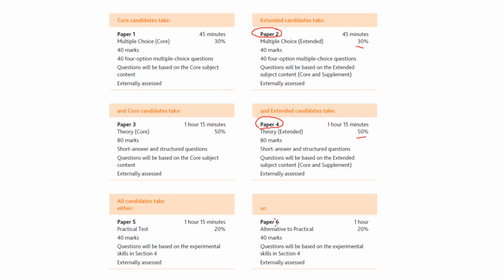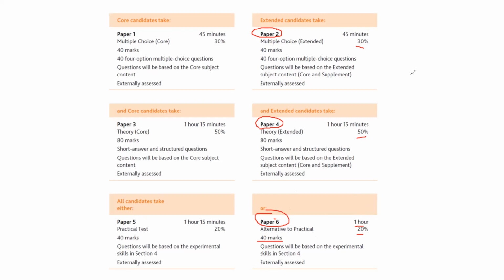Then paper 6, which is the alternative to practical. The duration for this exam is 1 hour. The weightage of paper 6 for the total result is only 20%, and there are 40 marks. So you will select paper 2, paper 4 and paper 6. Any question related to the syllabus or the combination?